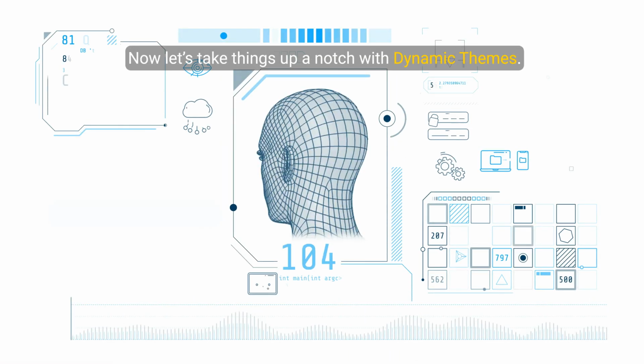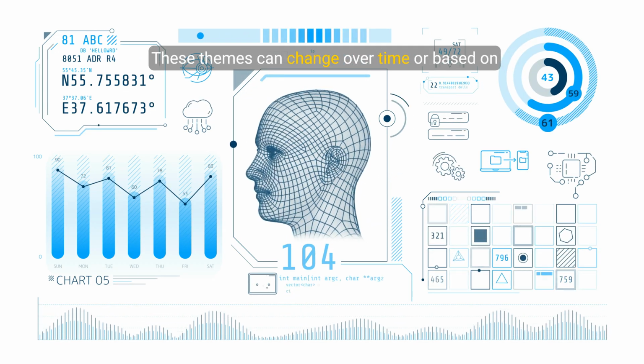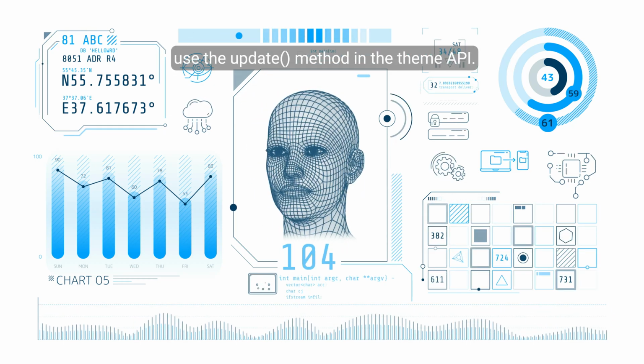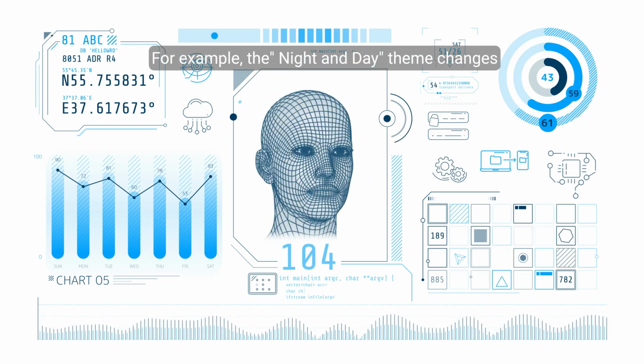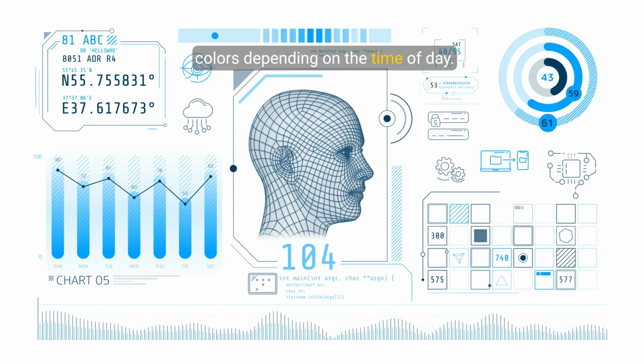Now let's take things up a notch with dynamic themes. These themes can change over time or based on specific triggers. Dynamic themes are extensions that use the update method in the theme API. For example, the night and day theme changes colors depending on the time of day.